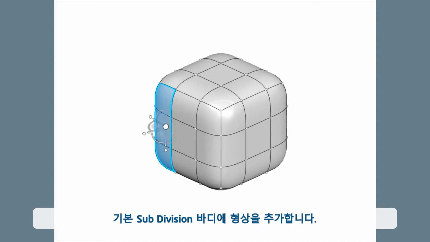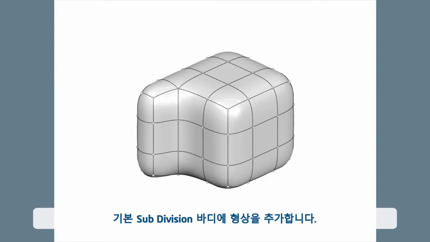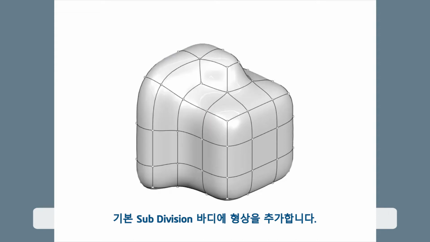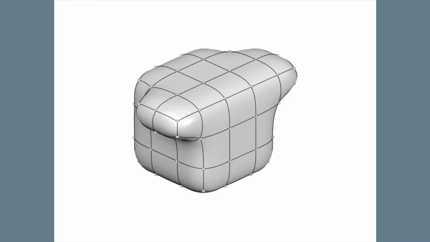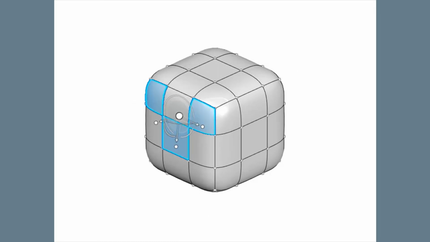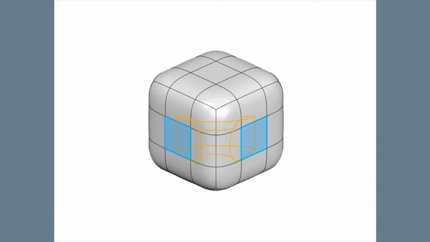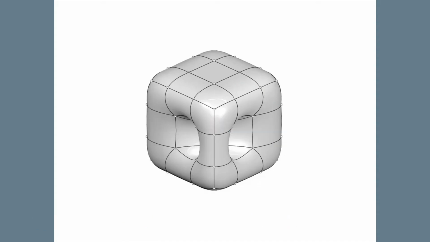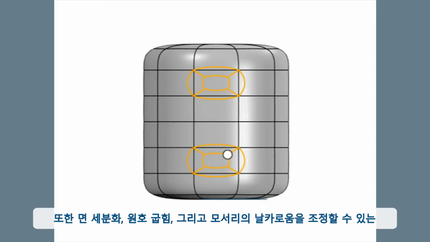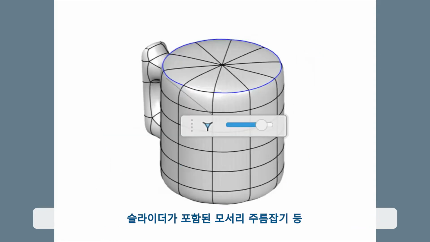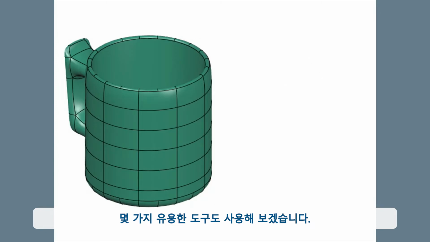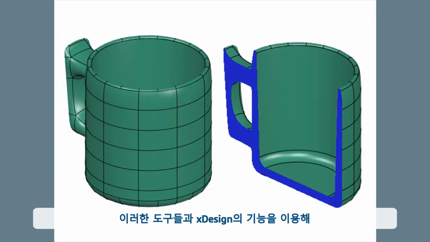First, adding material to the primitive subdivision surface body. Then, removing material from it. We'll also touch on some other useful tools including subdivide faces, arc bend, and crease with a slider to adjust edge sharpness. Using these tools, and some help from XDesign, we'll create a model of a cup.